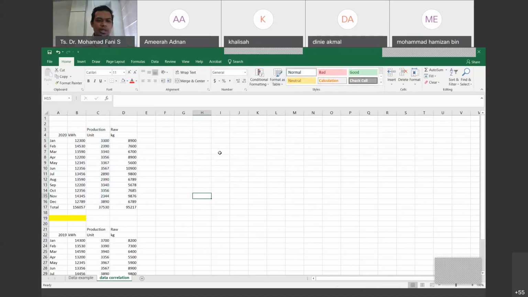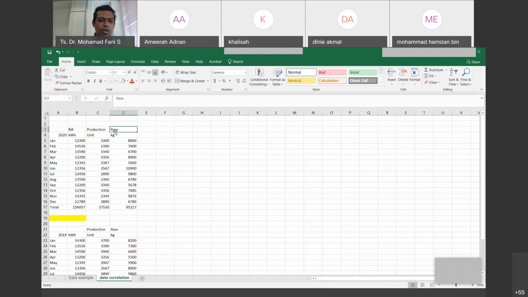So for this one, we want to know the correlation, and we get the data from the bill of electricity here. So this one is the unit of kilowatt from January to December. So for the production, this one is the production data in unit. So how many units? Those is about 3,000, etc. So this one in unit.